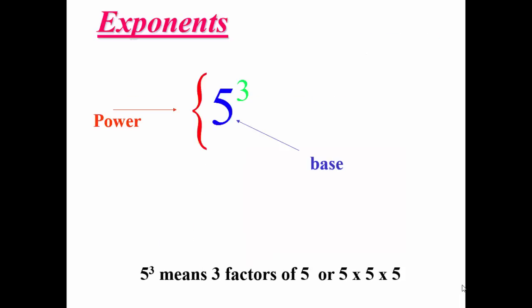Guys, when we talk about exponents, the whole thing is considered a power. The large number is the base, and the smaller number is the exponent. As we've discussed throughout the first couple of weeks, 5 cubed means that we have 3 factors of 5, which is also written as 5 times 5 times 5.